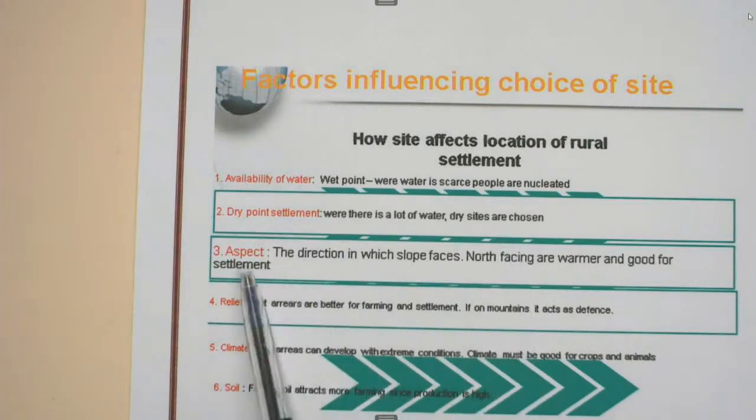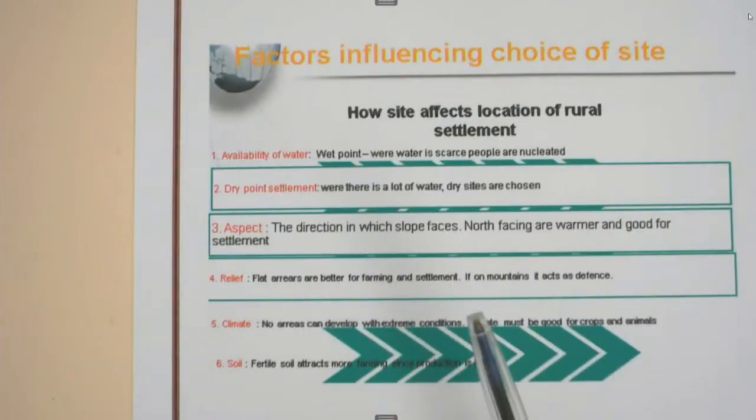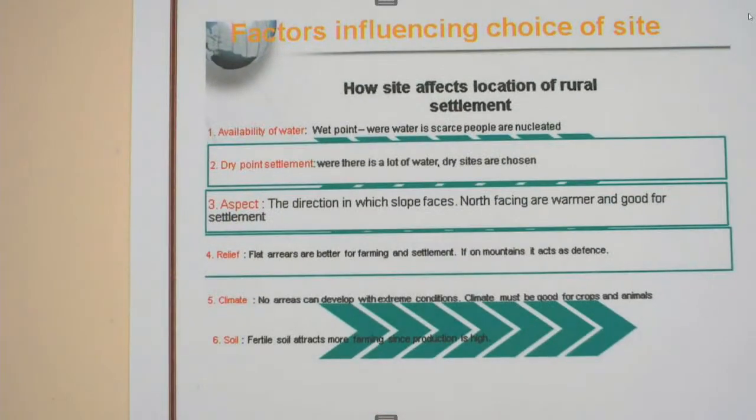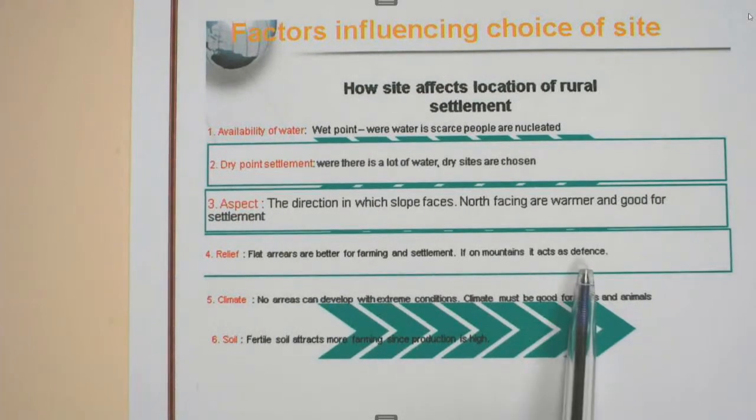Okay. Aspect, the direction, we talked about this. Relief, flat areas are better for farming and settlement. If on mountains, it acts for defense. Remember what happened in Lesotho at Thaba Bosiu. It was a stronghold. Moshoeshoe used to use that as a stronghold for defense purposes.